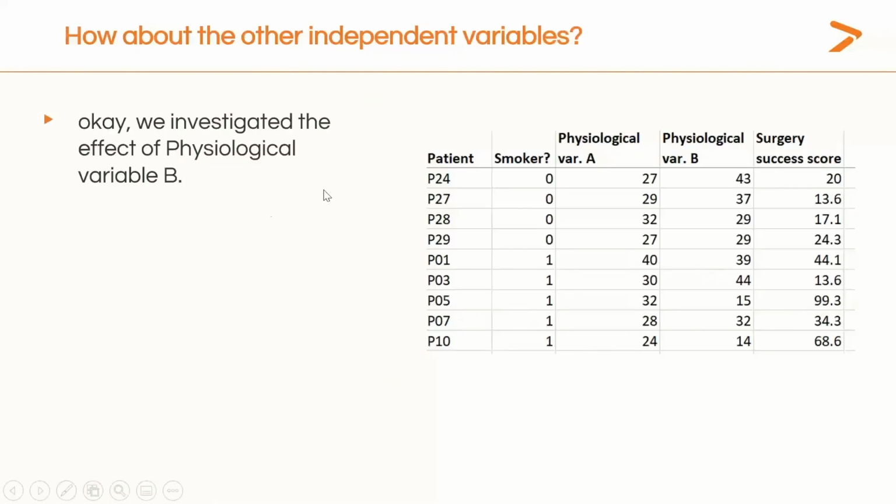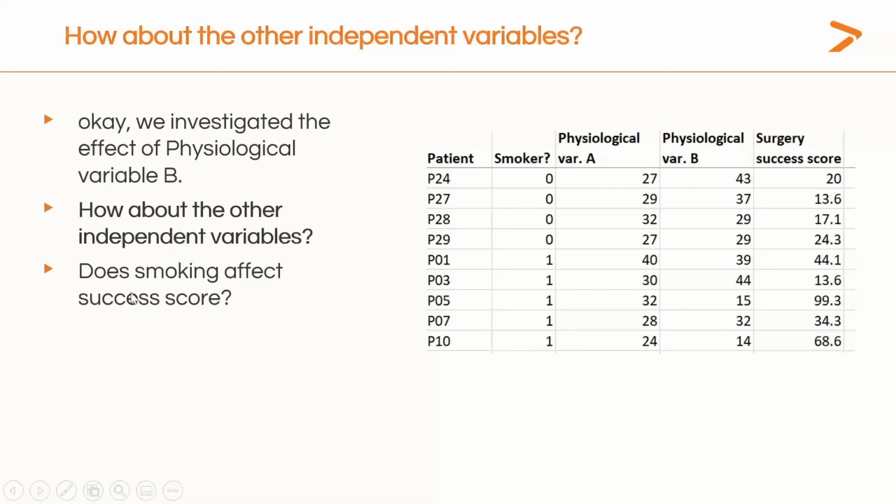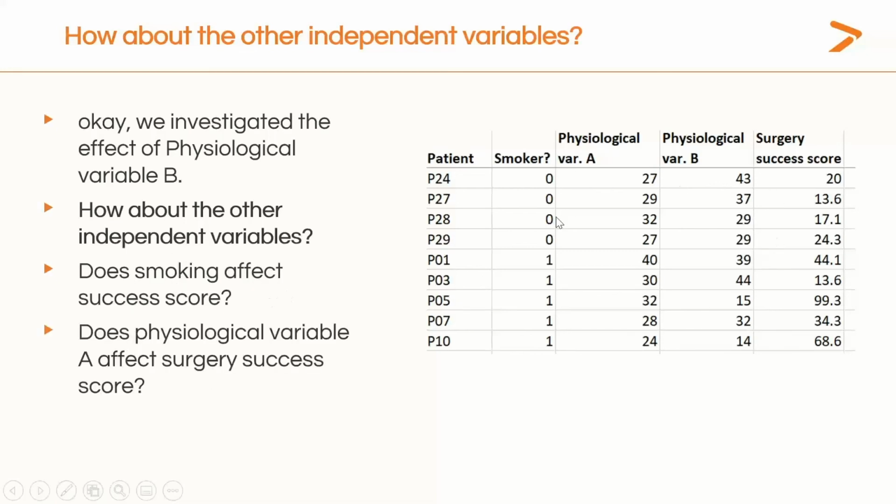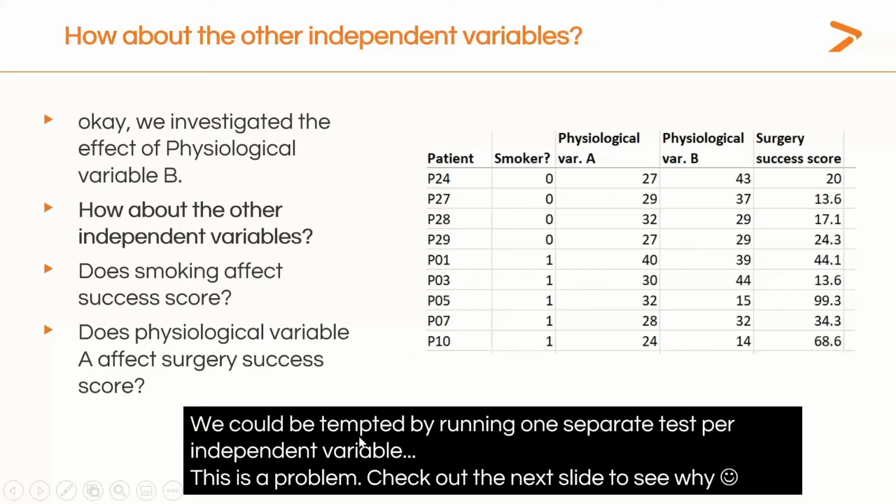So, okay, we investigated the effect of physiological variable B on surgery success score. How about the other independent variables? How about smoking? Does smoking affect success score? Does physiological variable A also affect surgery success score? So what we could do maybe is to test the effect of this column on this one through a student's t-test, for instance. And then separately, we assess the effect of this column on this one using a simple linear regression. So we'll have 3 separate studies to assess the different effects we have.